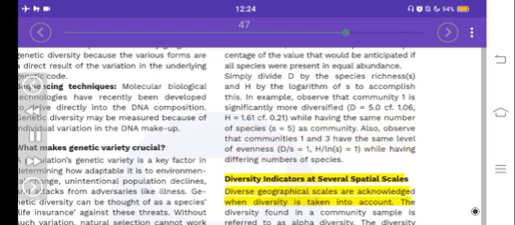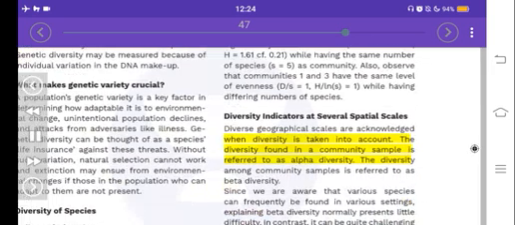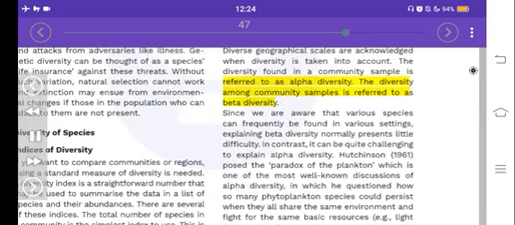The indicators at several spatial scales, diverse geographical scales, are acknowledged when diversity is taken into account. The diversity found in a community sample is referred to as alpha diversity. The diversity among community samples is referred to as beta diversity. So we are aware that various species can frequently be found in various settings. Explaining beta diversity normally presents little difficulty. In contrast, it can be quite challenging to explain alpha diversity.